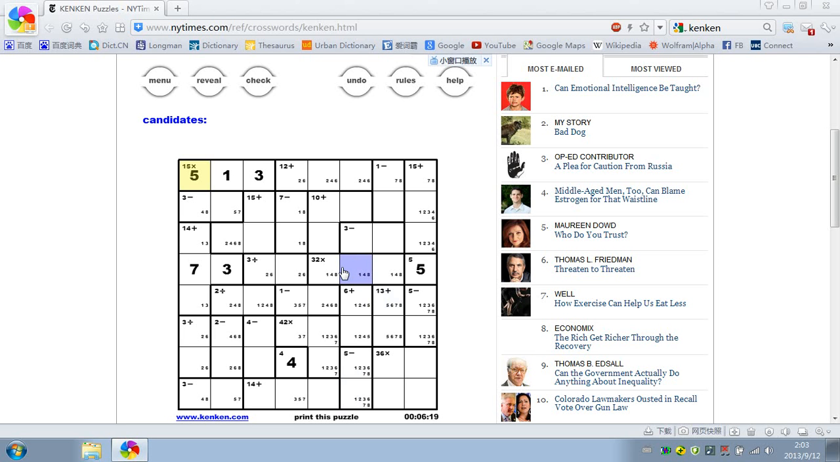Hmm. 14. This is 14, 40, 29, 7. So for this 36, there are too many possibilities, I suppose. You can have 1, 2, 3, 4, 6.